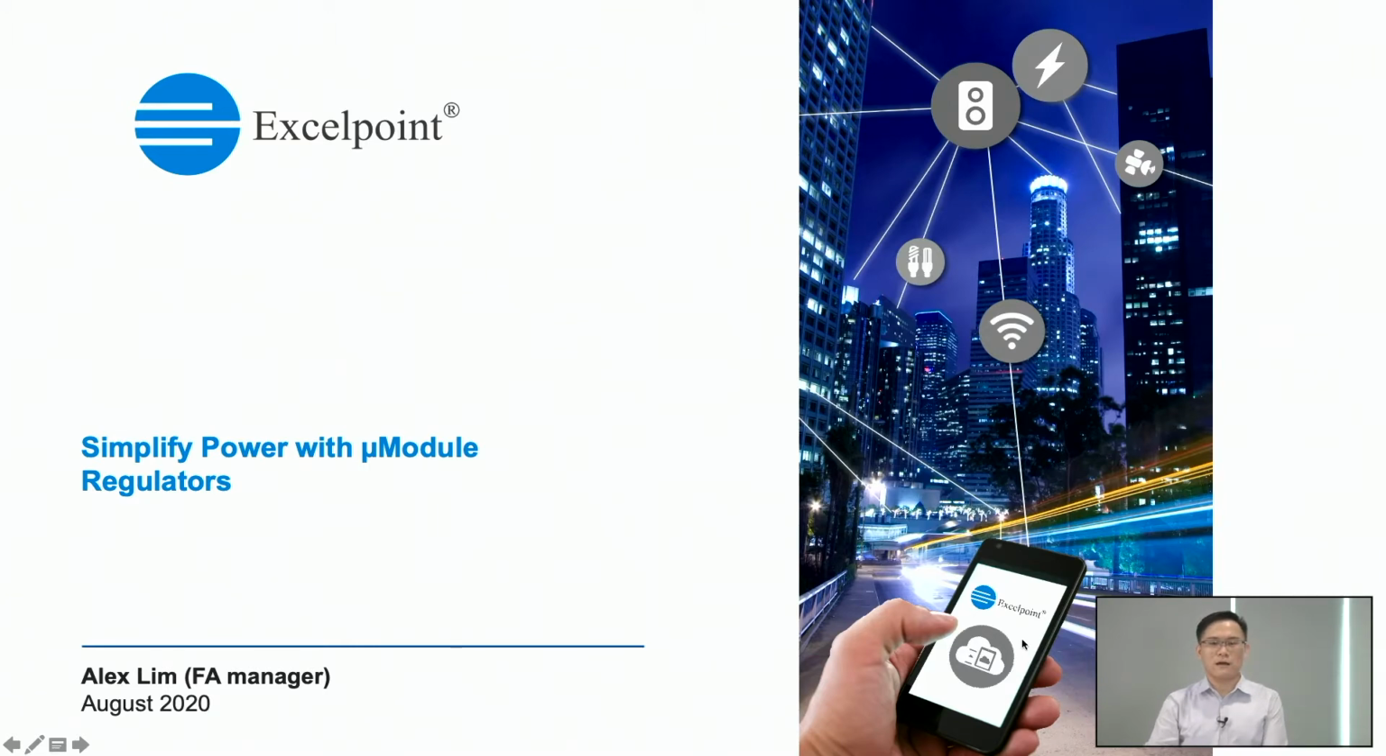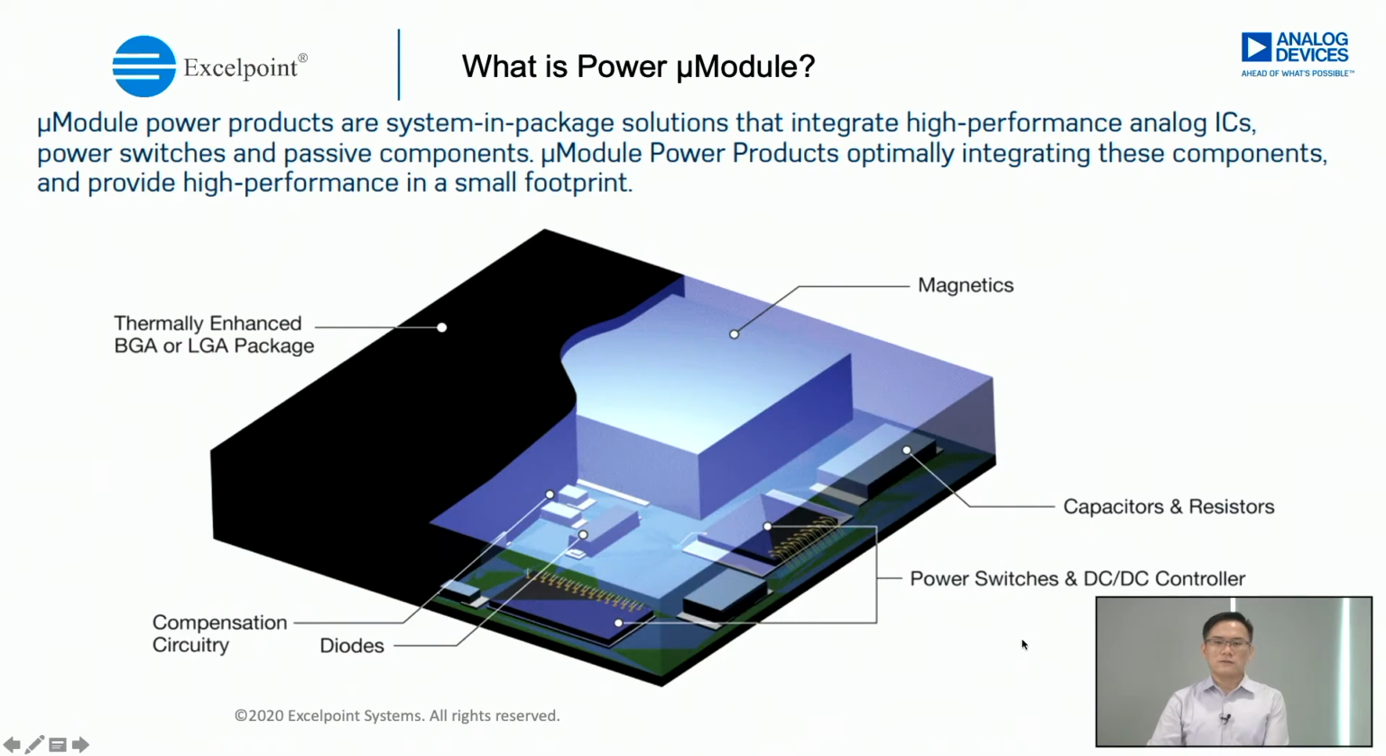So now I'm Alex Lim. Let me start with my presentation today, Simplify Power with µModule Regulator. So first of all, what is power µModule? As you can see here, this is a simple illustration of what µModule is. µModule is a solution that covers your power switches, DC-DC controller, capacitor, resistor, diode, magnetic, and compensation circuitry into one thermally enhanced BGA and LGA package. With this µModule, it can help you provide high performance in a smaller footprint.